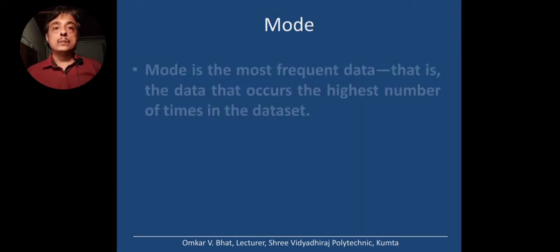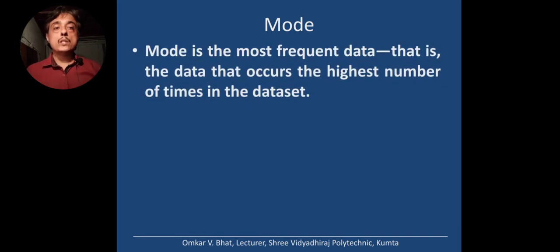Then mode. So mode is the most frequent data. That is, the data that occurs the highest number of times in the data set is called as mode. In other words, data which repeats the highest number of times in the data set is called as mode.